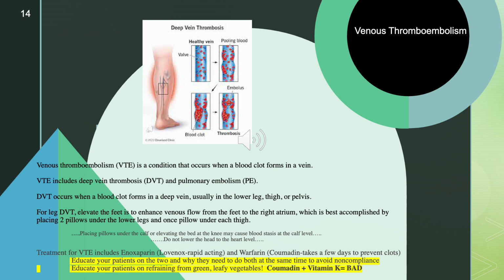Do not do it. Again, standard procedure is 1 pillow under each thigh and then 2 pillows under the lower legs and/or feet, right? Lower legs, anything from the knee down. There you go. So treatment for the VTE is Lovenox, which is rapid acting, and then warfarin, which takes a couple of days to prevent the clots. So you need to educate your patient on 2 things, and this is super important.